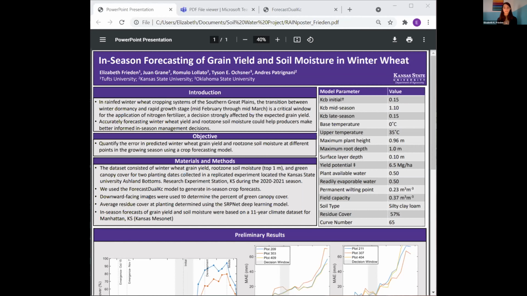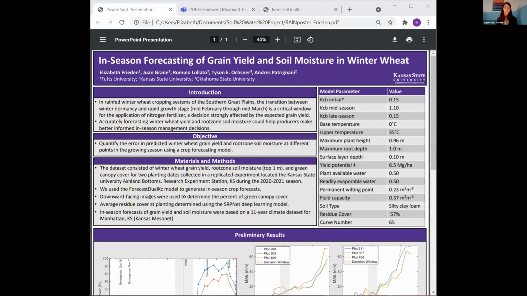And it's based on a currently existing crop forecasting model called the Forecast Dual KC model, which I can show after the poster. And the goal of my project was to quantify the error of the model at different points in the growing season, especially during this decision window. And a small amount of error during the decision window meant that producers could make decisions based on nitrogen fertilizer application more confidently. So we were more interested in the shape of the error curves, which we could then use to calibrate the model more effectively.